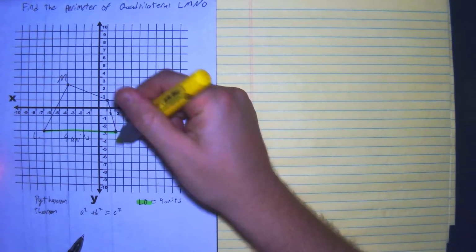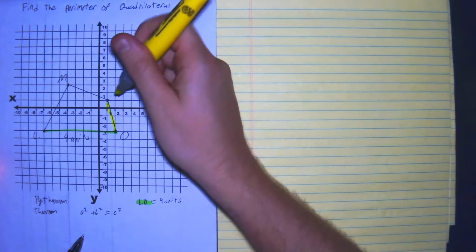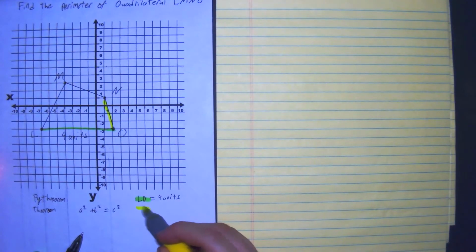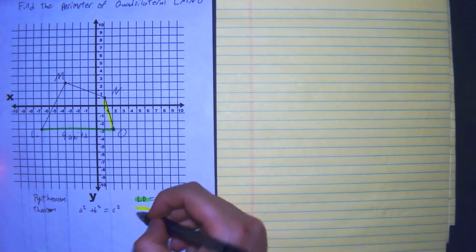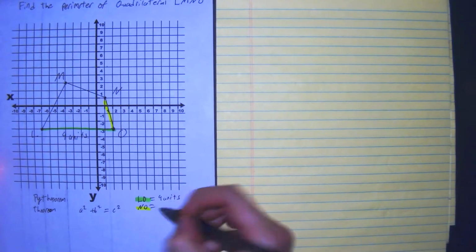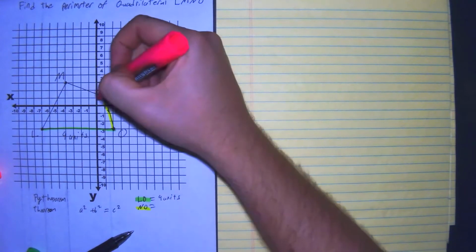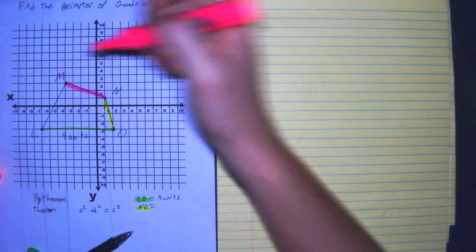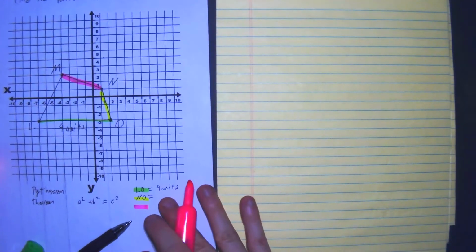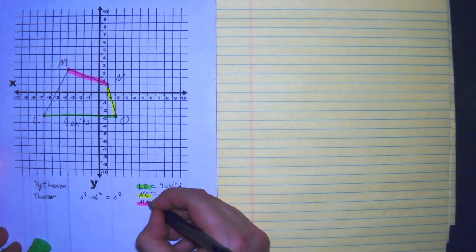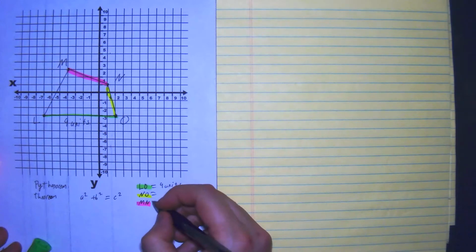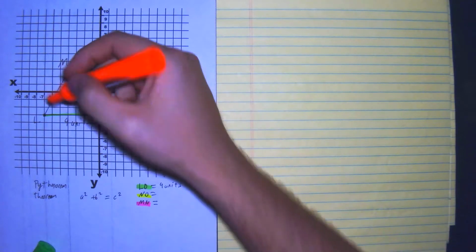Alright, our next one we need to look for is NO. Then we need to look for MN. I'll move this up a little bit. And then finally we have to find LM.